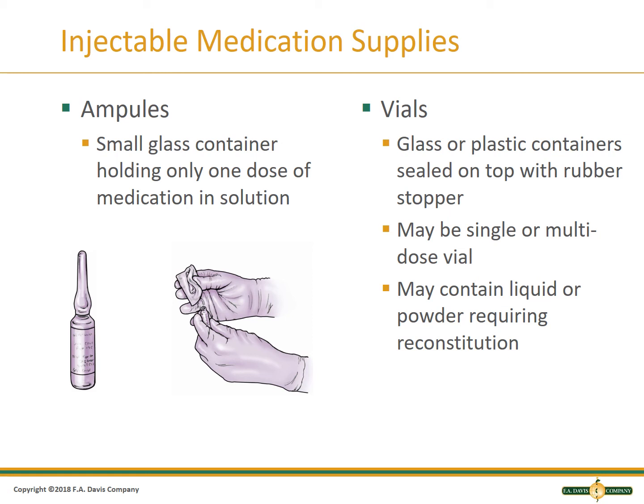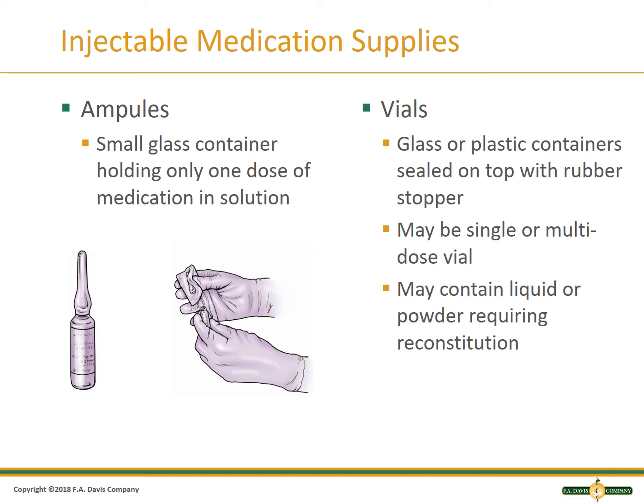If the drug is in an ampule, you have to insert the needle into the ampule and draw up the fluid into the syringe. Make sure to use a filtered needle and change the needle after drawing up the medication. The reason that you use a filter needle is to make sure that you don't have any glass inside of the syringe. Vials are glass or plastic containers sealed on top with a rubber stopper.